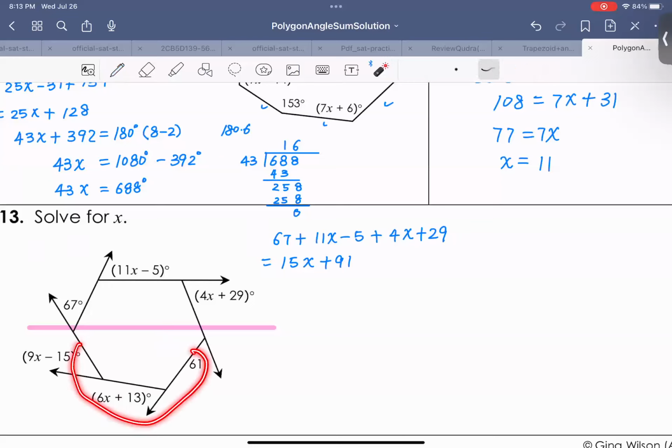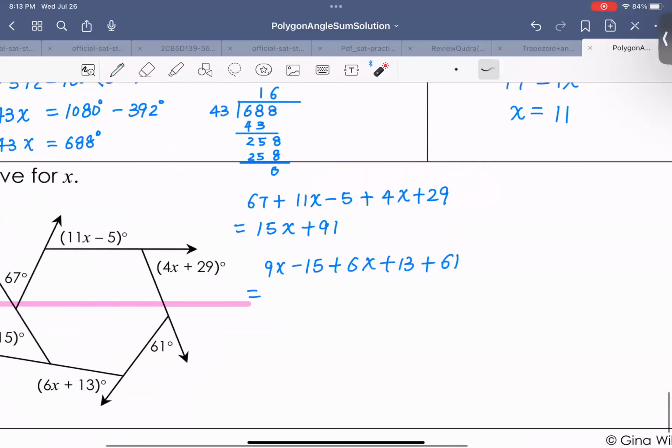Now let's do this one. So 9x minus 15 plus 6x plus 13 plus 61 equals 15x plus 59. Good job. Very good.